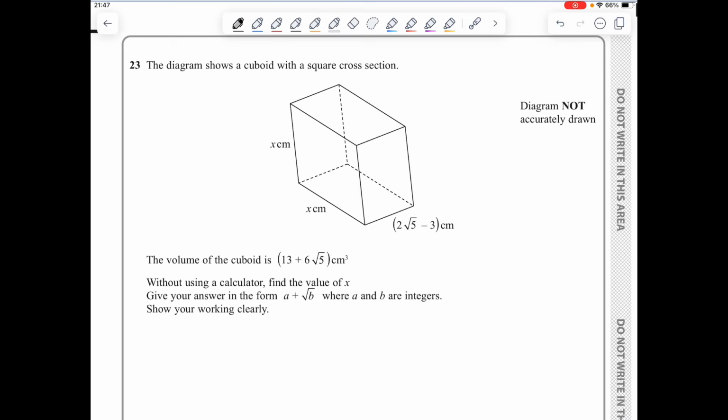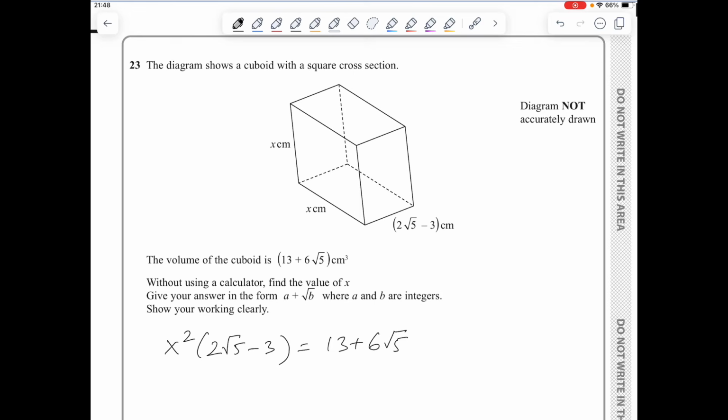In question 23, I'm given a cuboid. I know the dimensions x, x, and 2 root 5 minus 3. I'm also given the volume. I need to solve and find x. Now, I know that the volume of a cuboid is length times width times height. So the formula I'm going to use is x squared times 2 square root of 5 minus 3 is equal to the volume, which is 13 plus 6 square root of 5.